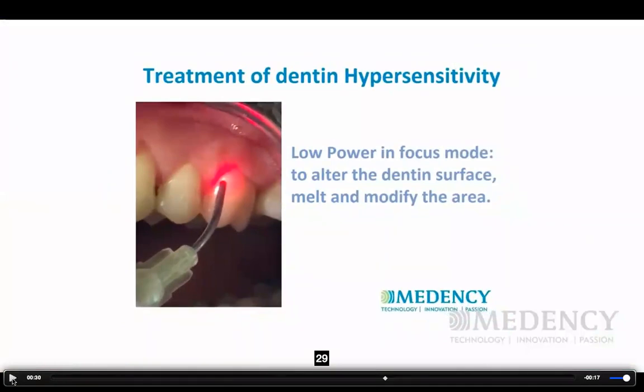Obviously, it makes all the sense. You can't just use the laser on the tooth like that. You need some kind of agent, some kind of desensitizing agent to go inside, plug the dentinal tubule. So lasers can be used as an adjunct to it with your desensitizers.